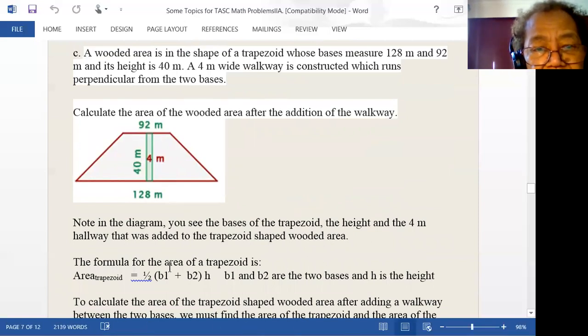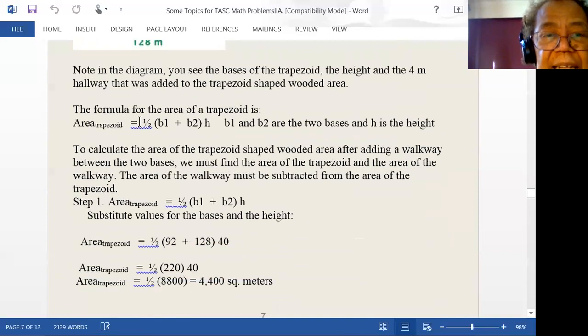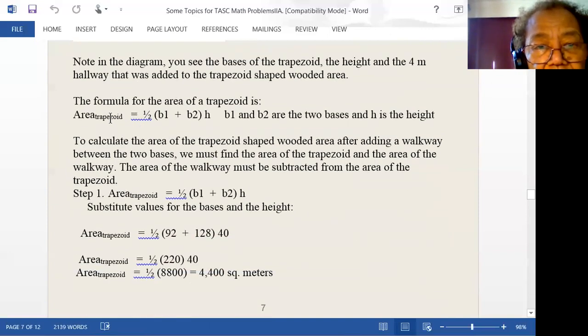Now, the area for the trapezoid is 1/2 times the sum of the two bases times the height. Here are your bases, 92 meters, and the one here at the bottom, 128 meters, and your height is 40 meters, okay? Now, that 4 meters there is the width of your walkway, and we'll need that to find the area. So let's first calculate the area of the trapezoid.